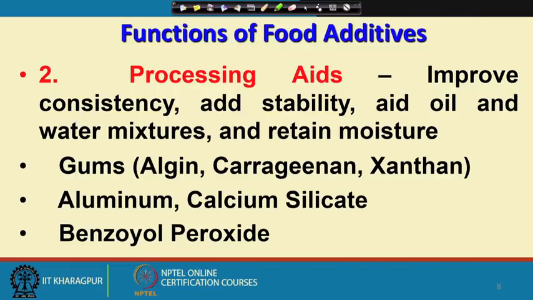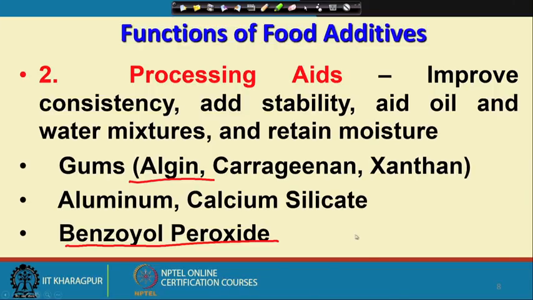For example, in many cases gums are used, that can be alginate or carrageenan or xanthan. So, the product may be algin, but the chemical could be alginate, right? In some cases it could be aluminium calcium silicate, they also help to improve the stability or consistency. In some, benzoyl peroxide is also added. So, these are added either to increase the stability or consistency or a good behavior of oil and water mixture.